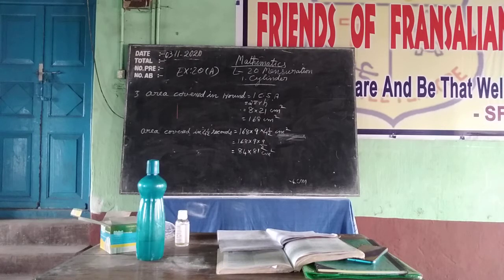If proper working is not there, proper simplification is not shown there, and only the answer part is wrong, the full sum may be marked wrong. So 0 mark also can be. So better do the working and get the answer. That depends on the valuation, how they are, what is their mind at that time, what they are thinking. According to that, they will give the marks.